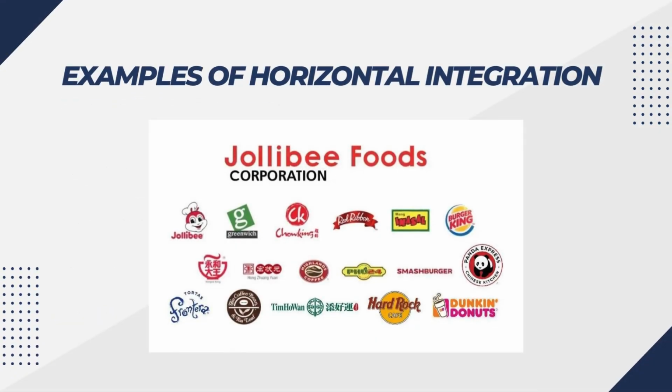One example is the Jollibee Foods Corporation or JFC. So JFC has engaged in horizontal integration by expanding its operations into various food sectors and acquiring other food chains. Some notable acquisitions include Chowking, Greenwich Pizza, Red Ribbon Bakery, and Mang Inasal. So, dati magkakaiba ang may-ari ng mga restaurants na nabanggit ko but they are now under the ownership of JFC.